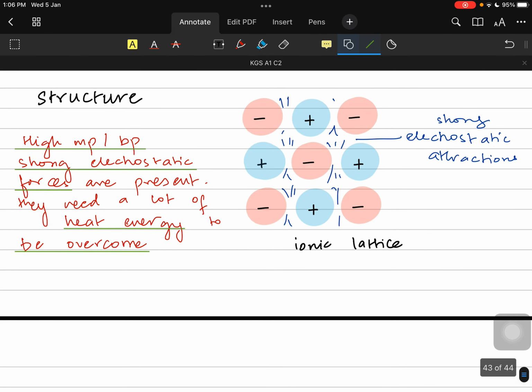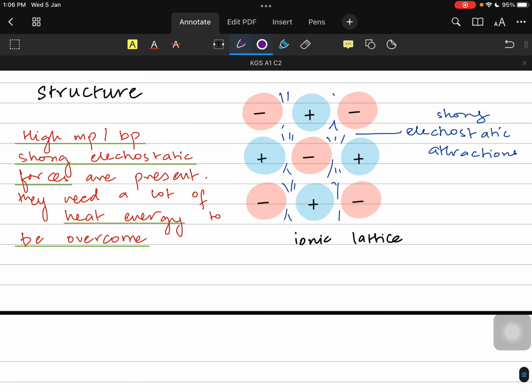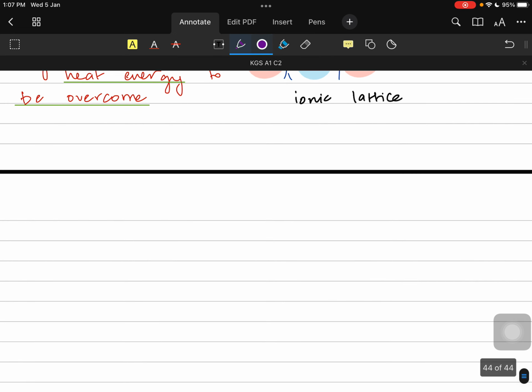Next point is that ionic compounds do not conduct electricity in the solid state. You cannot have an ionic lattice conducting electricity. Now why is that the case? They do not conduct electricity in the solid state. The reason is very simple, that the ions cannot flow. Electricity is the flow of charges.